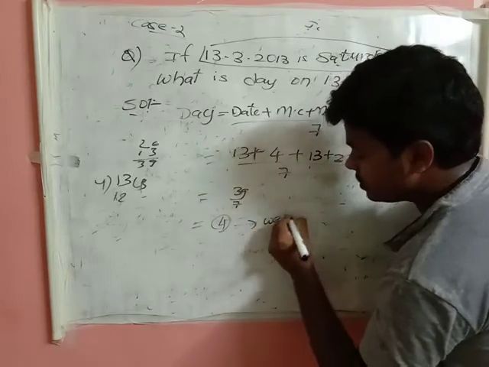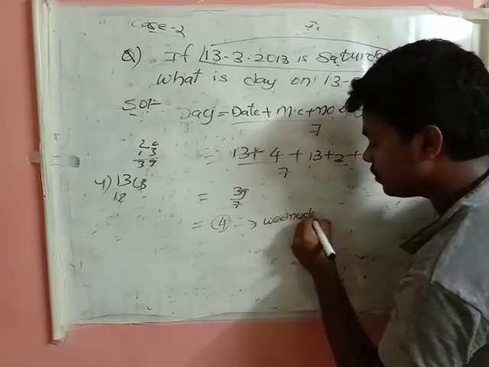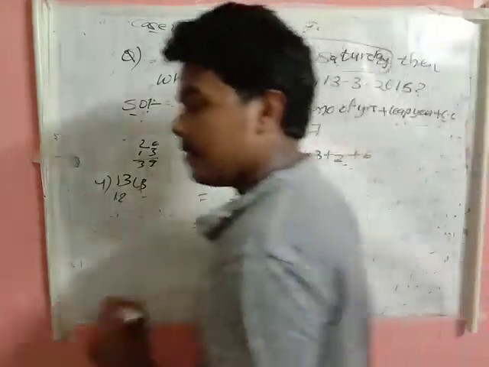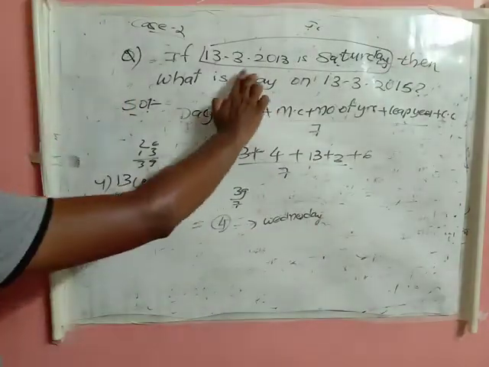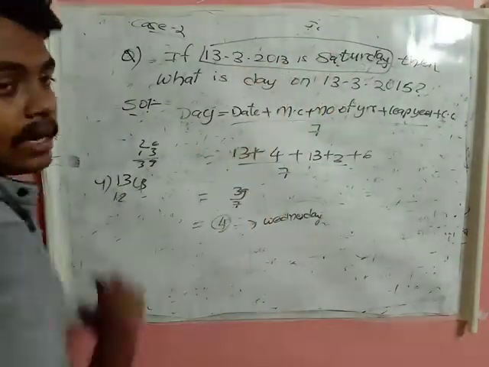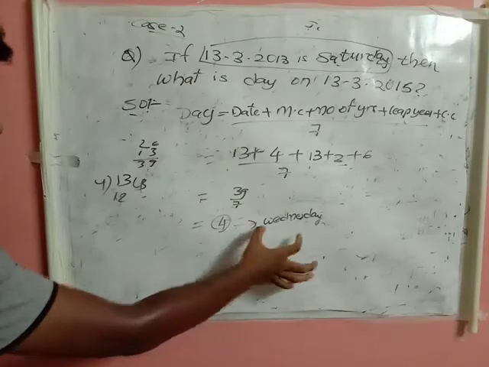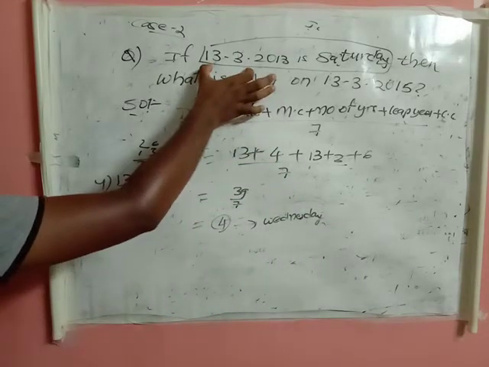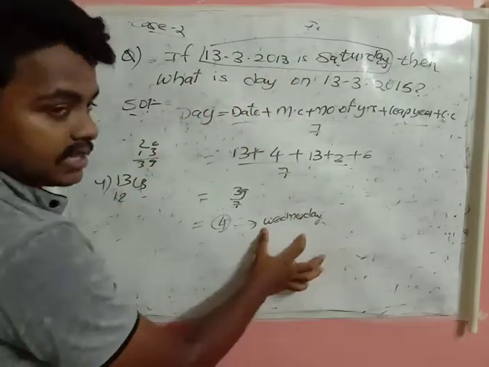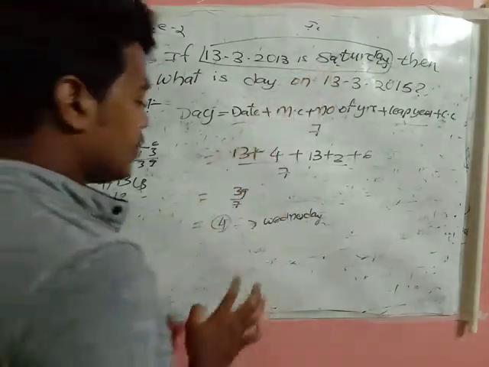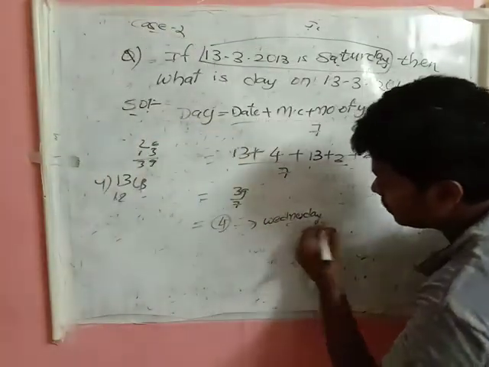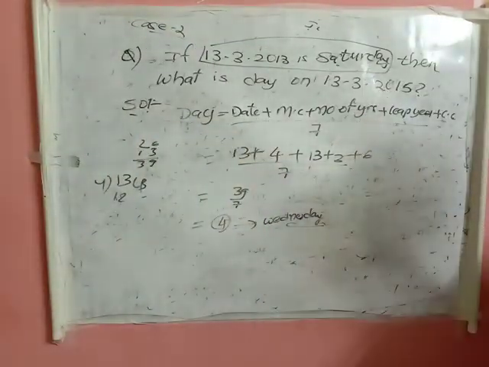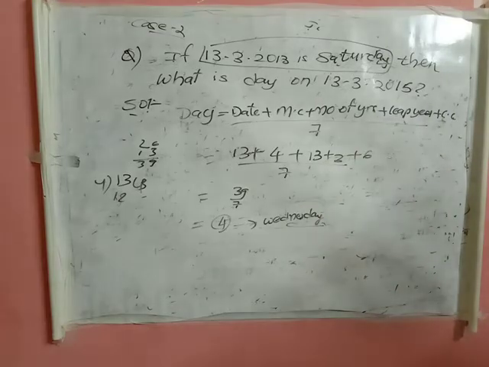Now you just see, 4 is Wednesday. You can go to the first lecture video and try to get this. So 4 is Wednesday. But what did they give? They gave 13th March 2013 is Saturday. But we got Wednesday, which is the correct one. So you just check, 13th March 2013 is Wednesday. But as they gave Saturday, I should manipulate this. I should convert my Wednesday to Saturday. How can I convert my Wednesday to Saturday?